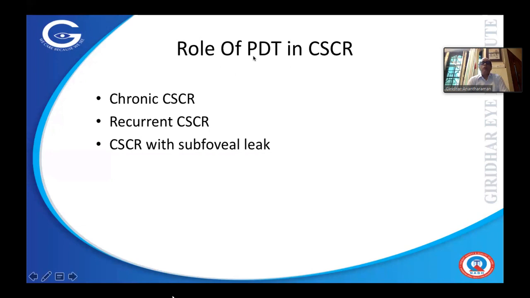There are specific indications as far as our practice is concerned. We do it for patients with chronic CSCR, by definition, long-standing disease, 4 to 6 months, or recurrent disease, as I showed you now, where the patient keeps coming back in spite of focal laser photocoagulation, or if you are giving oral mineralocorticoid antagonists, and patients with CSCR with subfoveal leak. These are patients where we cannot do the normal thermal laser. There are doctors who are trying the micropulse laser, or the subthreshold laser, which I'll come to later. Therefore, these are the specific indications in our clinic.